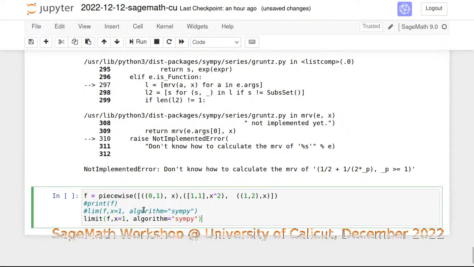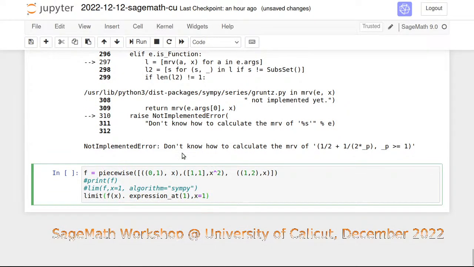Now limit of f of x, expression at, so where is this 0 to 1? Okay, so let us take it to be 1, at x equal to 1. So the expression at 1 essentially means that the value of f at 1, okay, we just see if it's working.